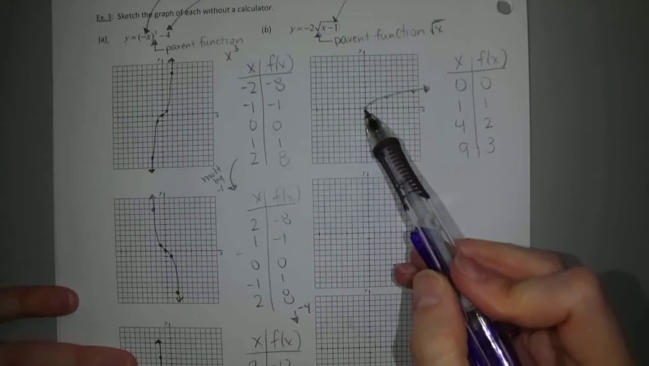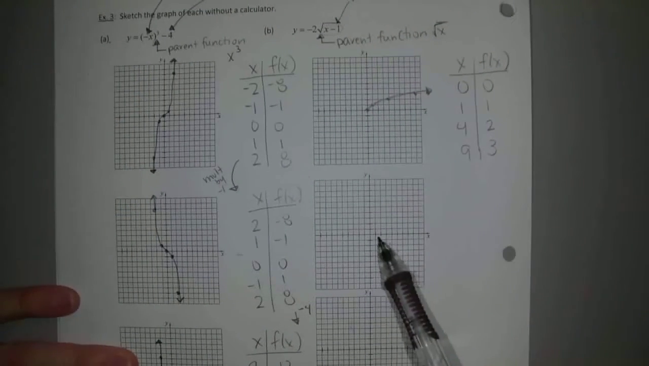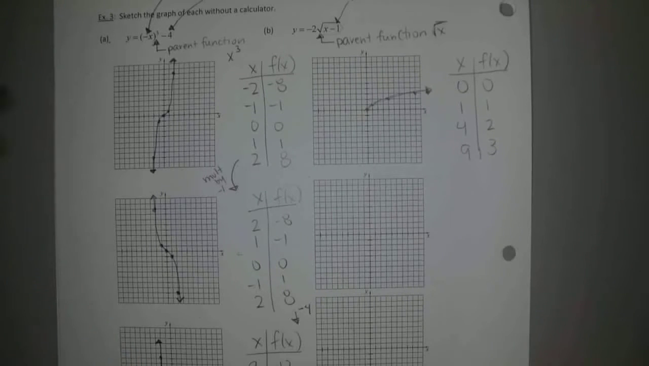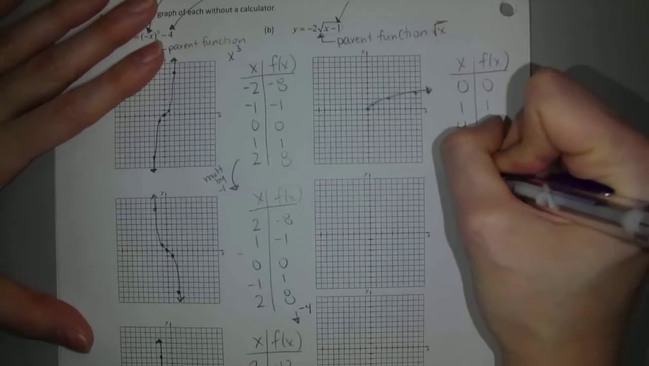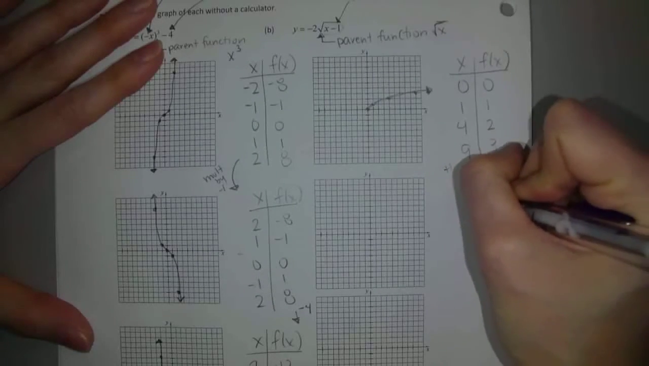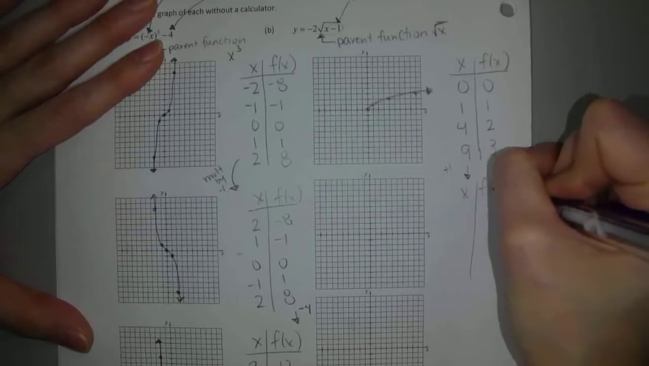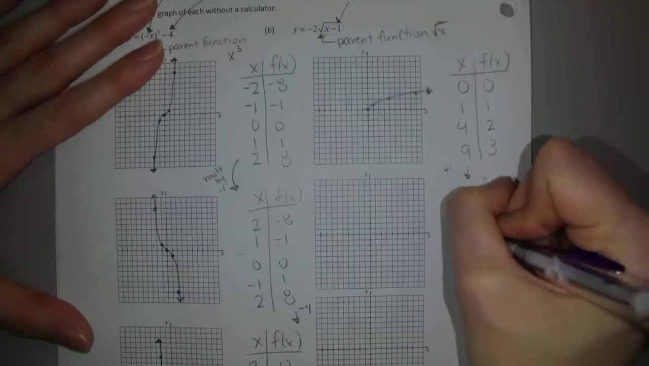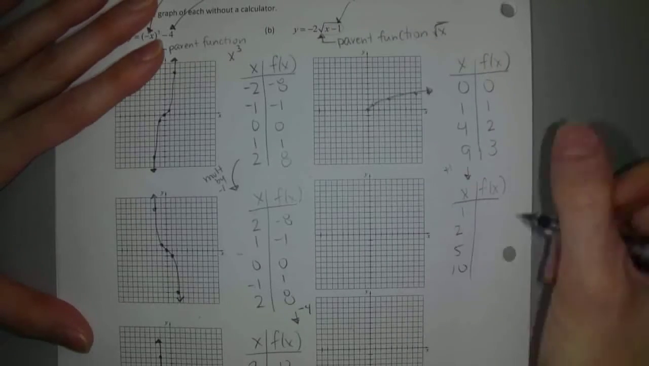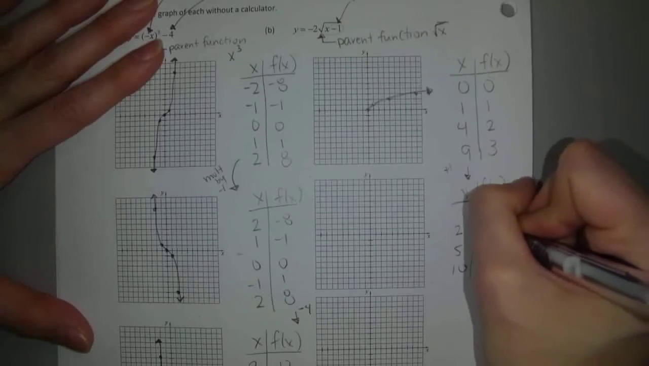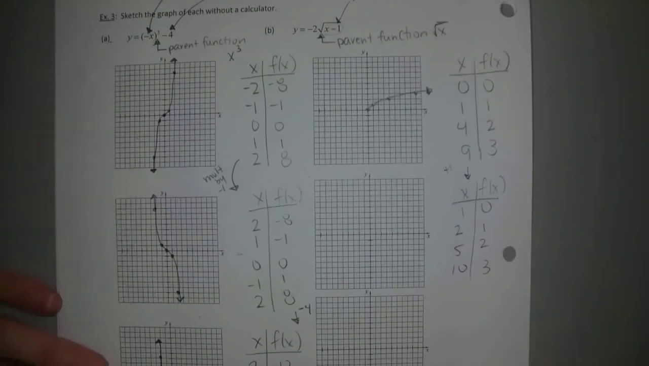What does that mean? It means, guys, if you already have this plotted, you can literally just shift him over 1, or take our t-chart that we just labeled and add 1 to each of the x values. So we'll be at 1, 2, 5, and 10 now, but our y values of 0, 1, 2, and 3 will all be the same, okay?